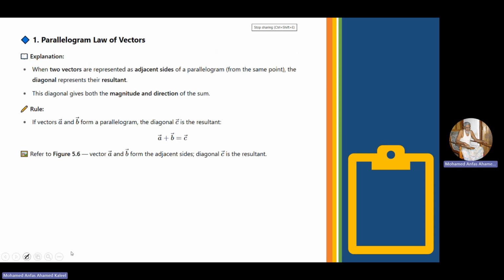Parallelogram law of vectors. When two vectors are represented as adjacent sides of a parallelogram, what is happening? Let's say a parallelogram looks like this. This side is parallel to this one, and this side is parallel to this one. We will call this parallelogram ABCD.